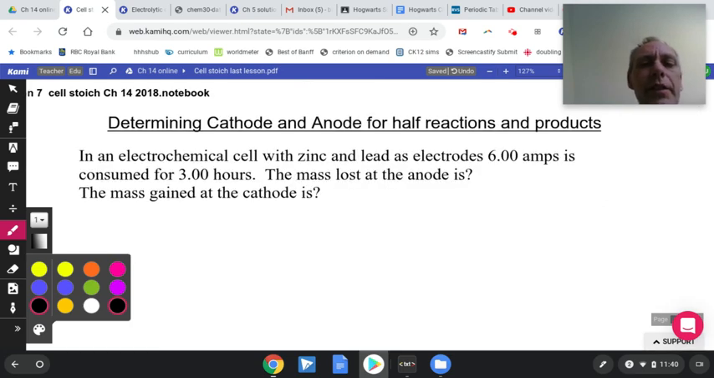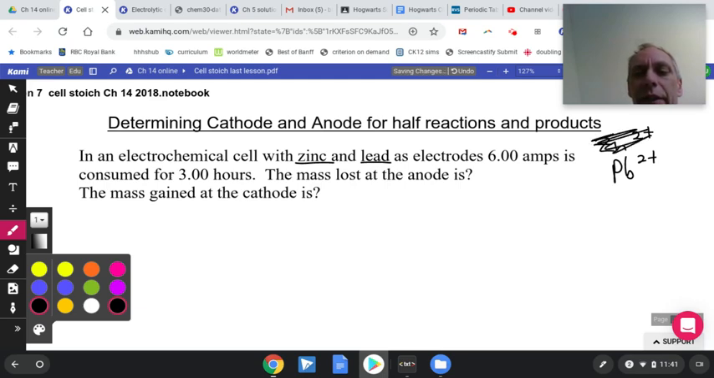This is a cell stoich question where they don't tell you cathode and anode. You have to figure them out. So we have an electrochemical cell with zinc and lead. It doesn't say this, it's a poor question. It should also say zinc and lead ions in the electrolyte. Or actually in this case, it would be just lead ions.